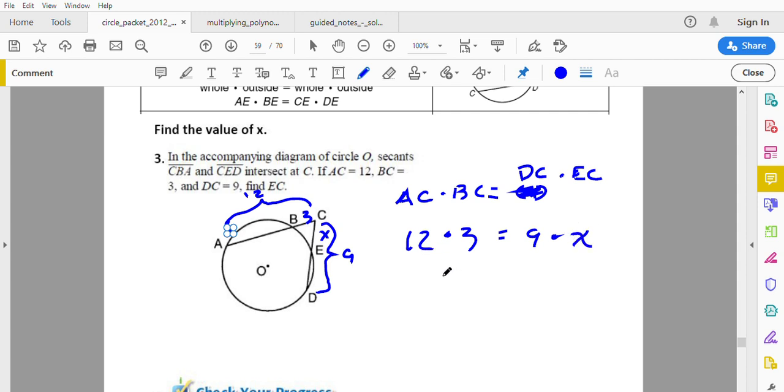Well, 12 times 3 is 36. We're going to divide by 9. And x, which is what we called EC, will be equal to 4. So final answer, EC is equal to 4.